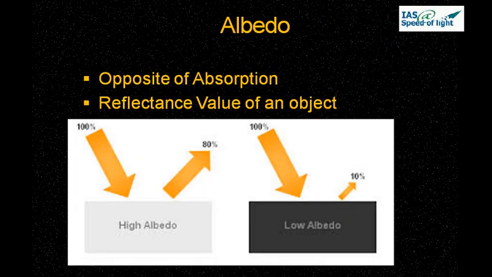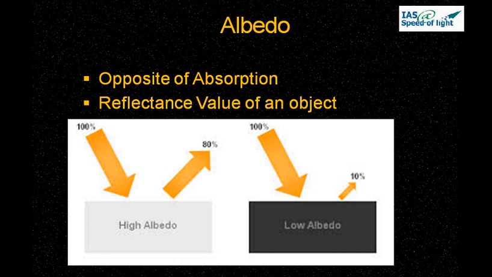Now opposite to absorption, right, we have reflectance, and that is known as the albedo. It is the reflectance value of an object. What it means simply is how much energy is reflected by an object. So how much of the light falling on an object it can reflect will be the opposite of how much it will absorb, right? So albedo is the opposite of absorption, which means absorption is opposite to reflectance.